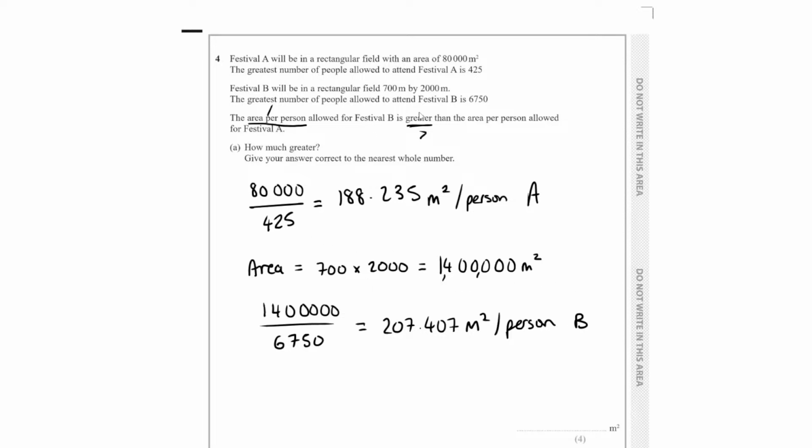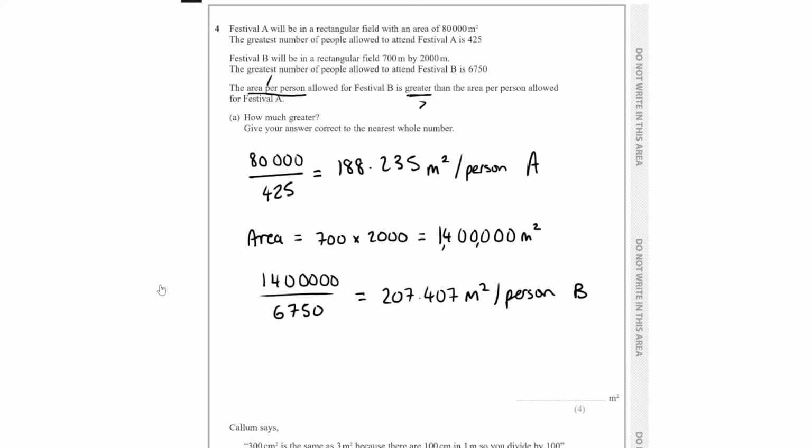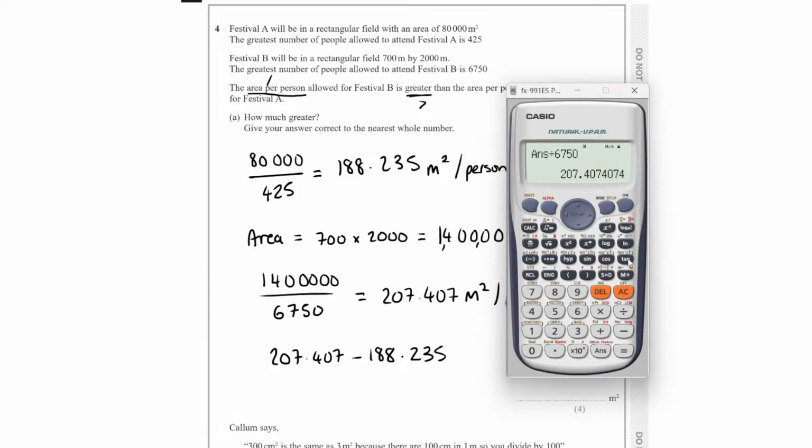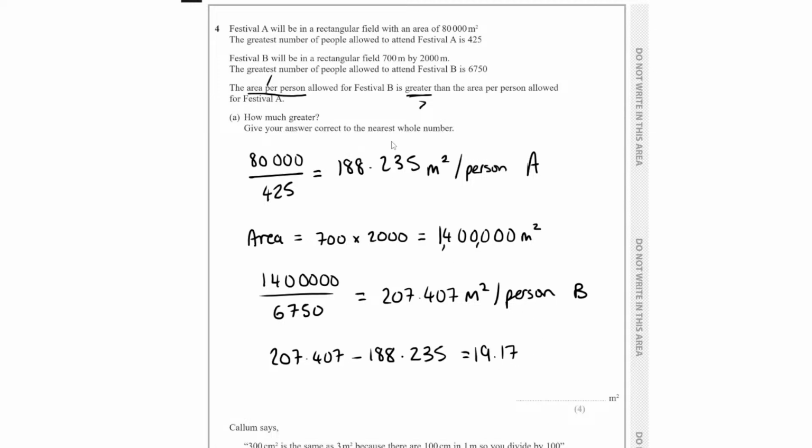Okay, they've already said that the area per person for Festival B is bigger, greater, so we can see that works with my working out. But they've said how much greater. So the last thing I need to do is subtract to find the difference. So 207, you can just copy your answer from your calculator, minus 188.235, or as many decimals as you wrote down, is 19.17. Now just double check. They want it to the nearest whole number, so it should round to 19.